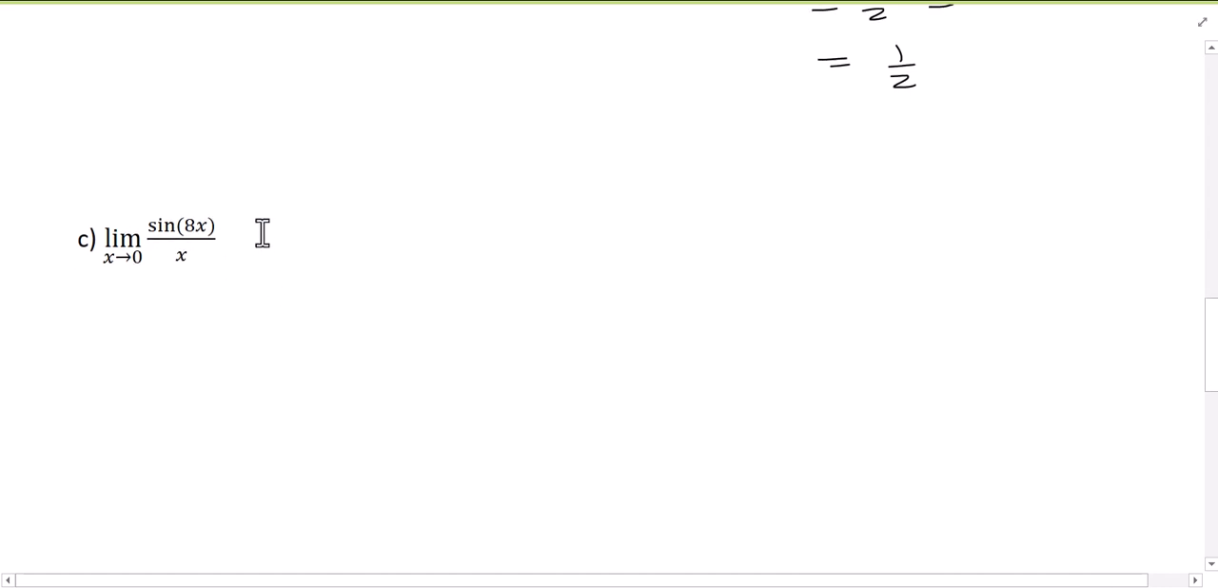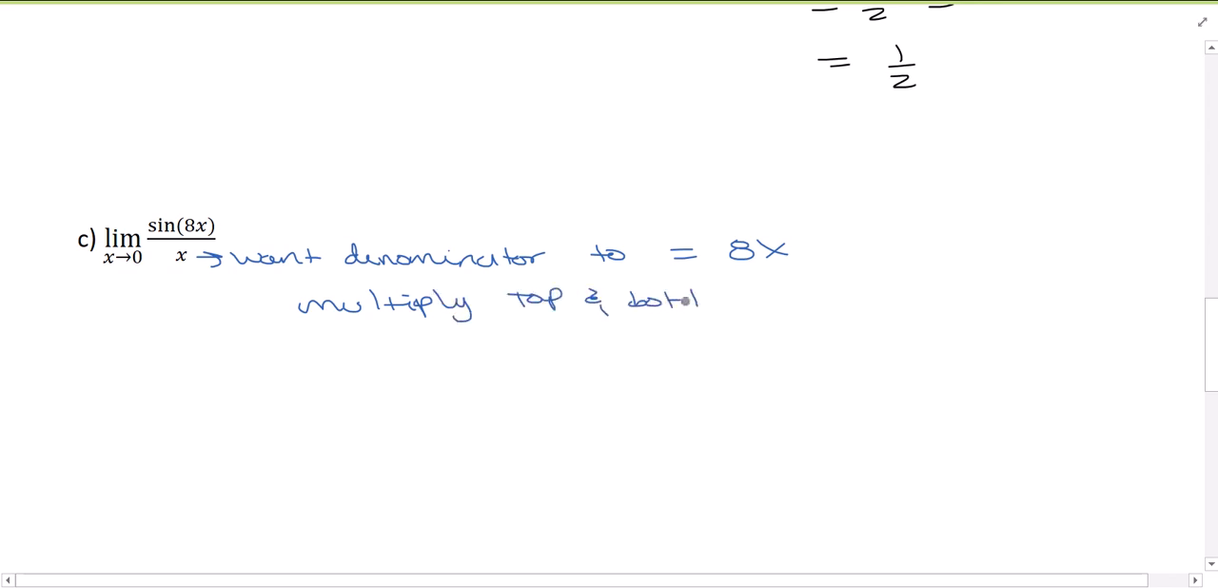But one of the things we can do is, I want the denominator to be 8x. So how can I do that? I already have the x, I just need the 8. So multiply top and bottom by 8. So what I mean by that is I'm going to have the limit as x goes to 0 of sine of 8x over x, and we're going to multiply top and bottom by 8.